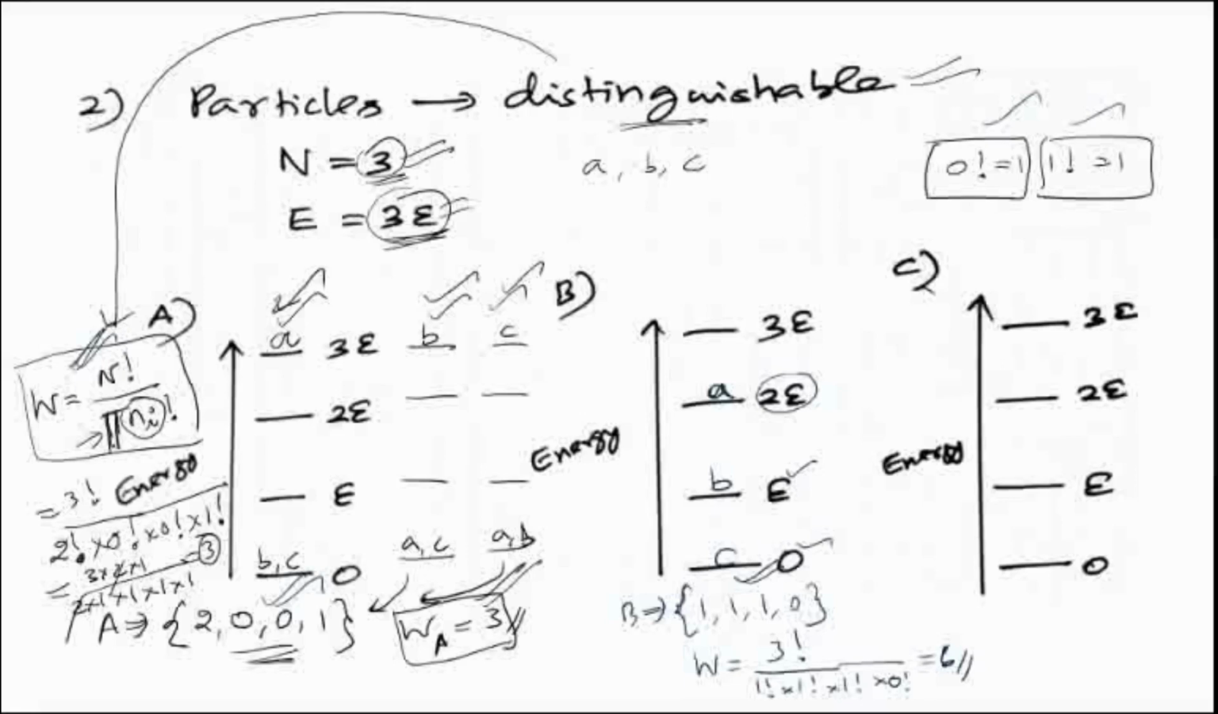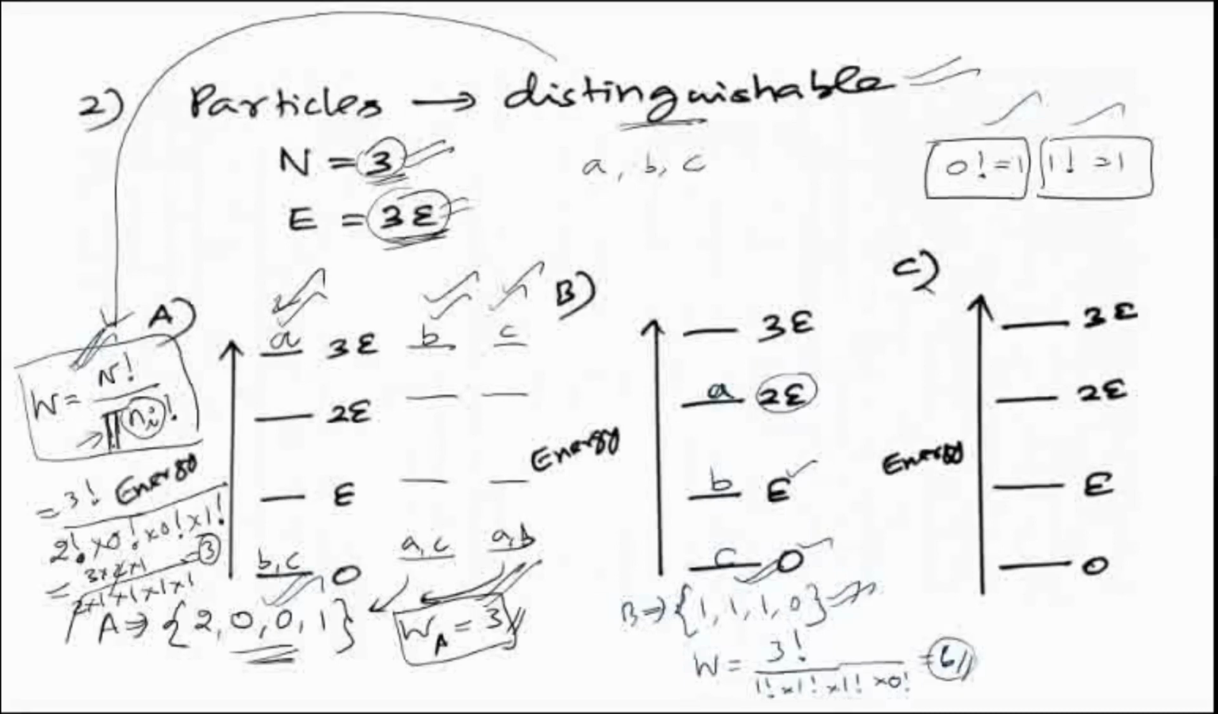What does it indicate? It indicates that this macrostate 1110 can be attained in 6 different ways. And each way of getting this macrostate is called a microstate. So how many microstates are possible? For this macrostate, 6 microstates are possible.